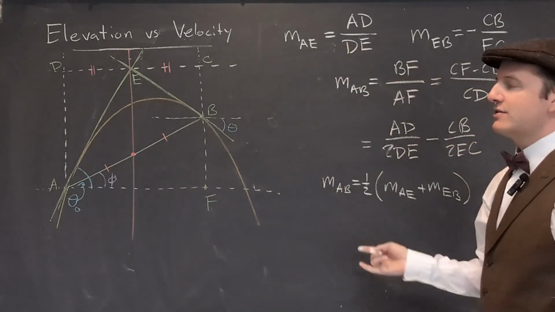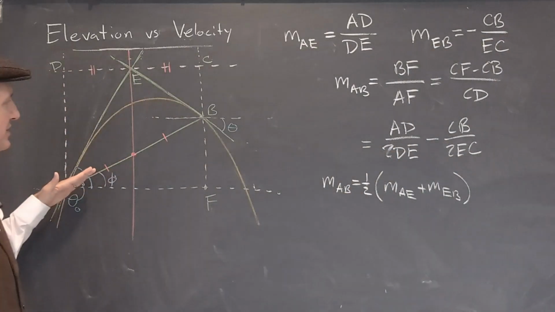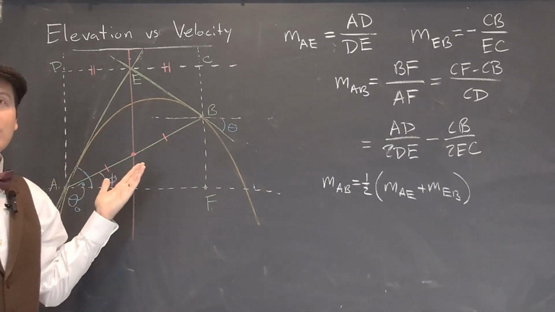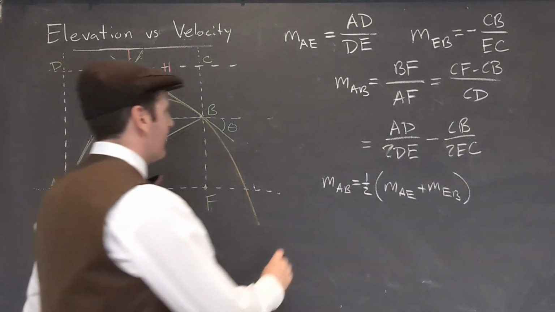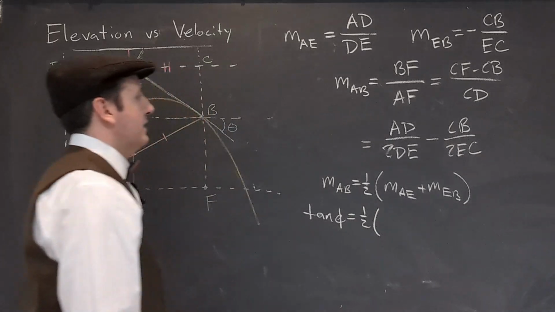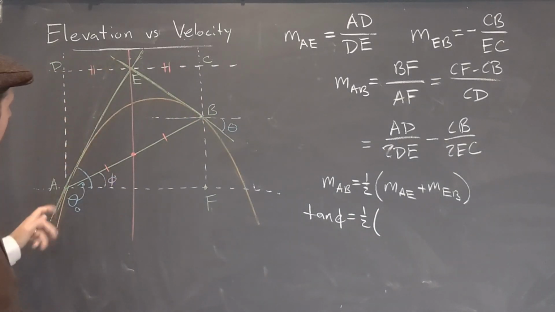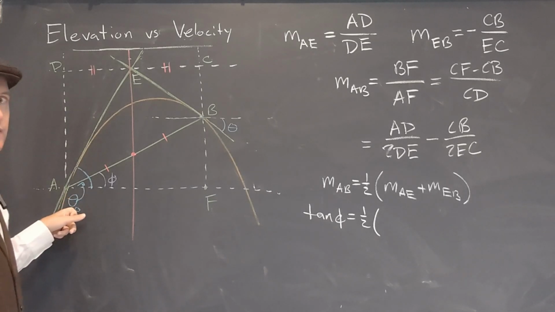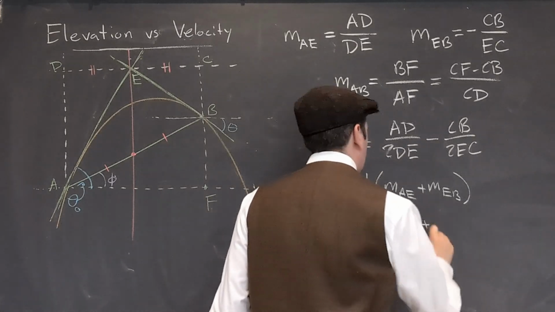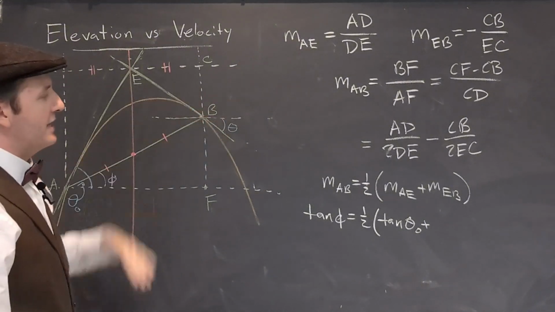Okay, now we can rewrite everything in terms of tangents, because obviously the slope of this line is just opposite over adjacent, but that is tangent, right? It's rise over run. It's a tangent of phi. So tan phi will be equal to 1/2. Well, the slope AE is just going to be the tangent of this angle, theta naught. And EB is going to be the tangent of this angle.